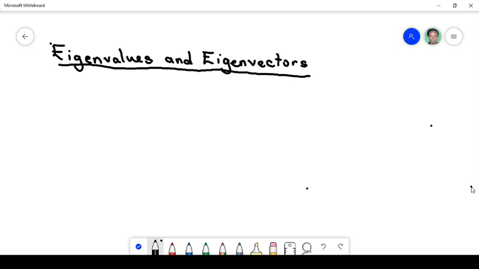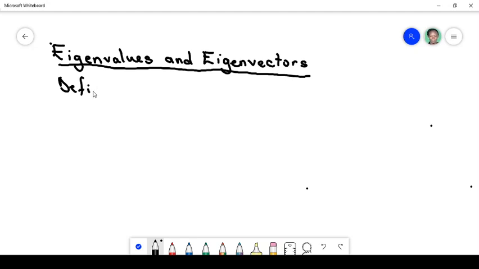In our lesson today, we are looking at eigenvalues and eigenvectors of a matrix. And we'll be looking at a 2 by 2 matrix today. So let's look at the definition of our eigenvalues and eigenvectors.